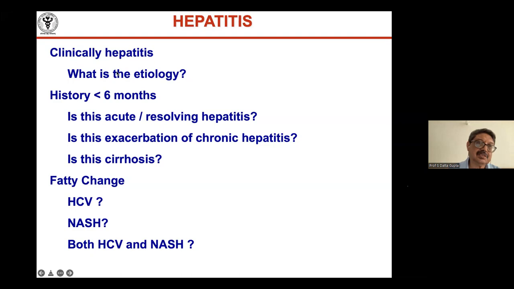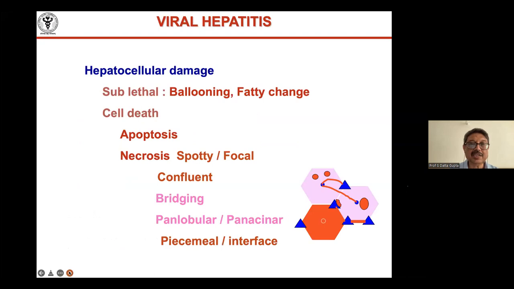So clinical hepatitis, what is the etiology? If it is less than 6 months, whether it's acute or resolving, whether there's exacerbation, whether there's fatty change, and so on and so forth, we find in every biopsy. Now, in all hepatitis, acute or chronic, there's hepatocellular damage.